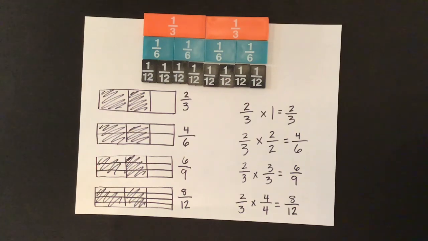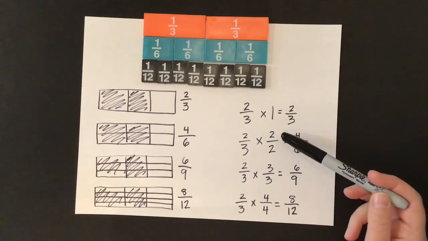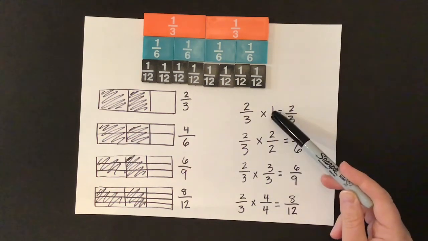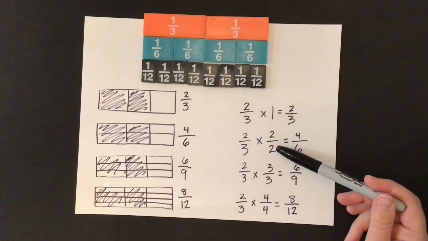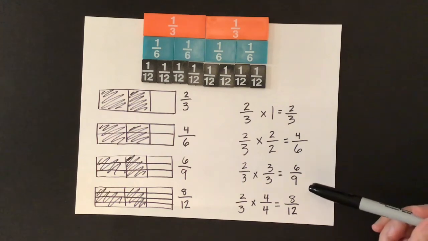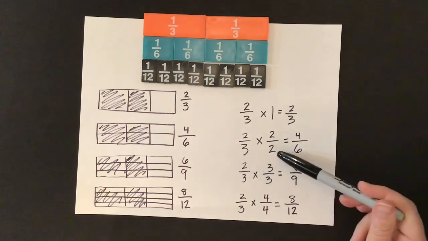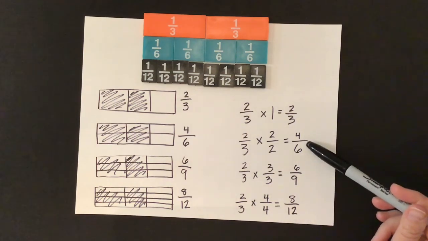So when we're using this shortcut to create equivalent fractions, we can really choose any fraction that's equivalent to one whole. So the numerator and the denominator have to be the same because that's equal to one whole. And then when we multiply, the fraction answer that we get will be an equivalent fraction.